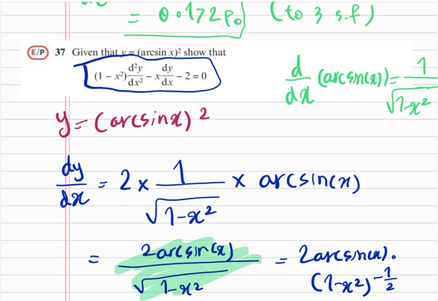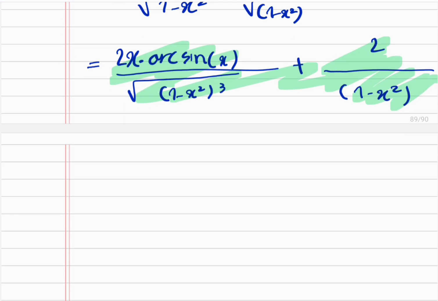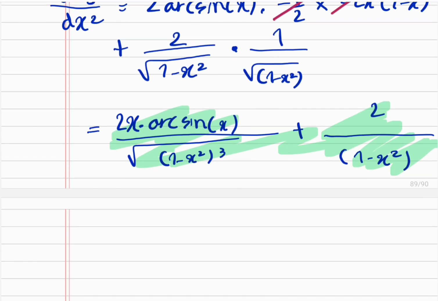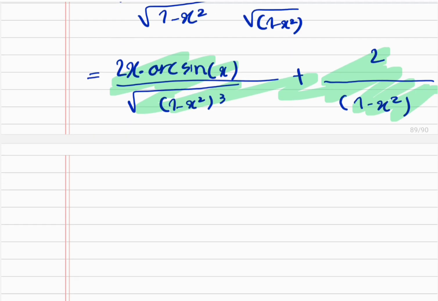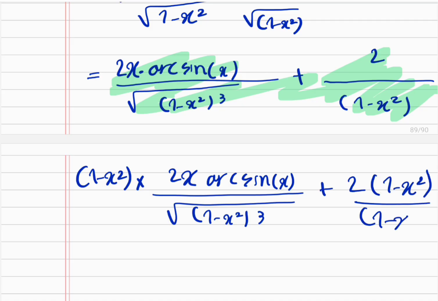We want to multiply the second derivative by 1 minus x squared. In this case, if we multiply 1 minus x squared by this long expression for the second derivative, it's going to be 1 minus x squared times 2x arc sine x over the square root of 1 minus x squared cubed, then plus 2 times 1 minus x squared over 1 minus x squared.